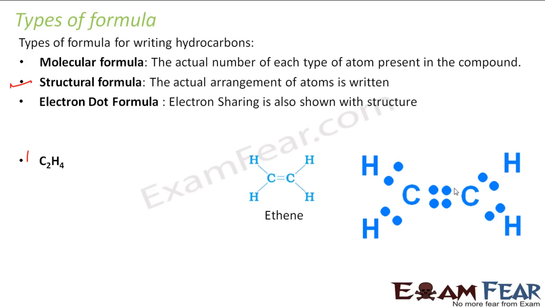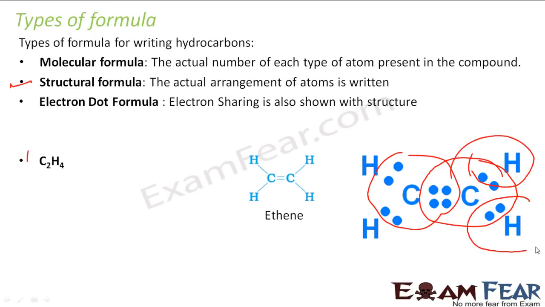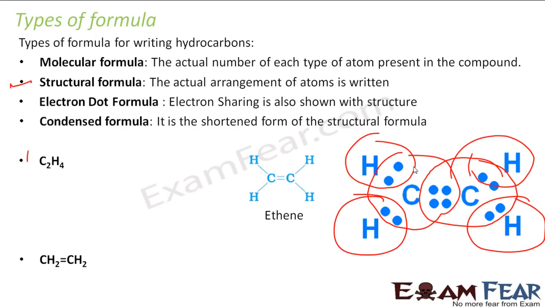Then I have the electron dot formula, where I write in this fashion. The carbon electrons, if you see, there are 8 electrons here. For this carbon also there are 8 electrons here. For hydrogen, there are 2 electrons here. This hydrogen 2 and this one 2. This is how we write the electron dot formula.